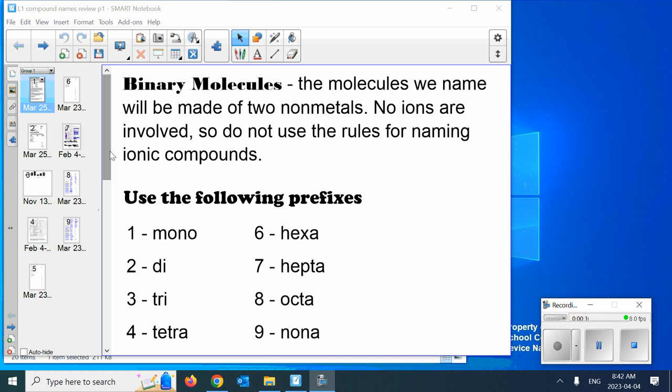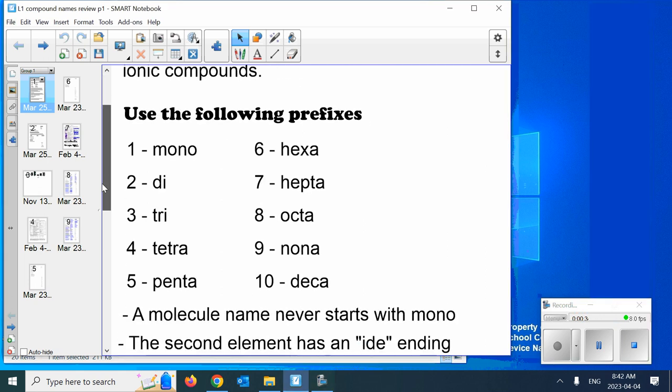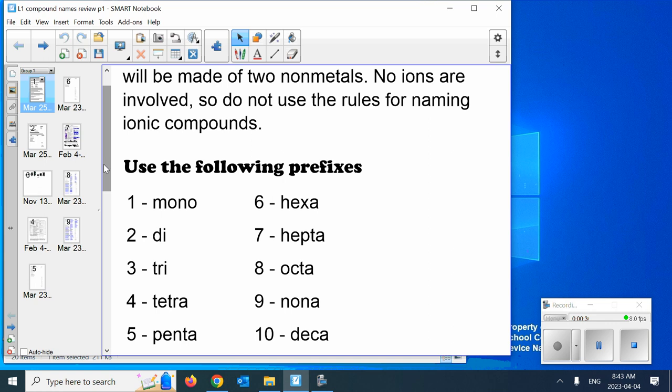The first thing, binary. Bi means two, and the molecules we name will be made of two non-metals. No ions are involved. So you don't use that ionic sheet, you use only the periodic table to come up with things, as well as these prefixes. So, this is important.